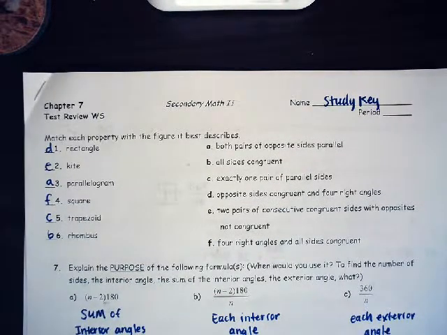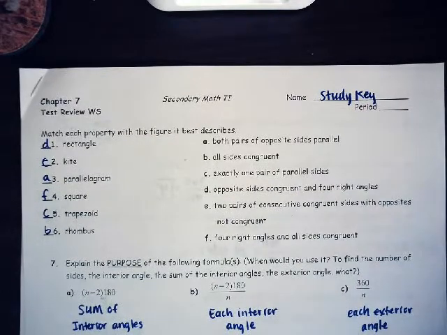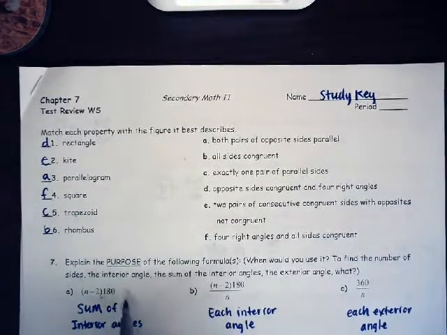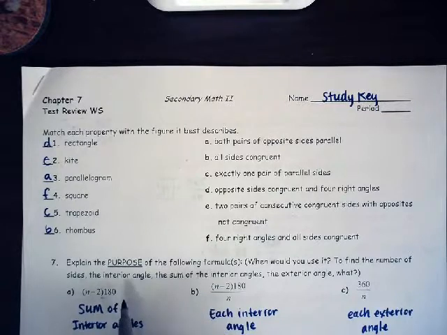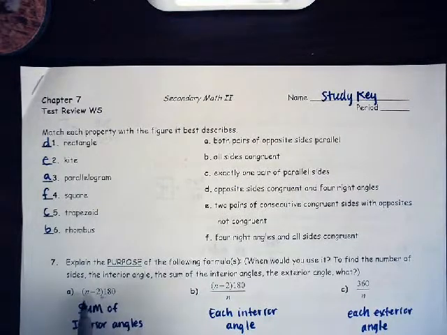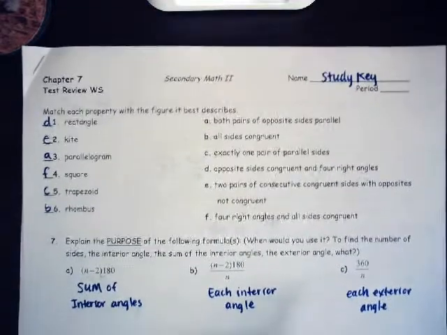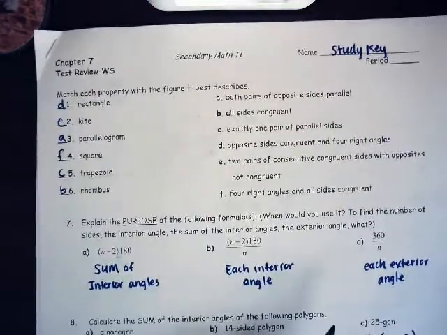Okay, the next part says, explain the purpose of the following formulas. When would you use it? To find the number of sides, the interior angle, the sum of the interior angles, the exterior angle, or what? So this one, n minus 2 times 180. Remember that's when we made the triangles by connecting the vertices, and every polygon always had 2 less triangles than it did the number of sides. That's why we subtract 2. And that was to find the sum of the interior angles.